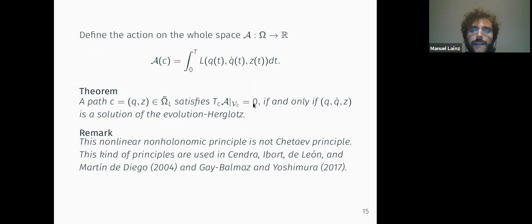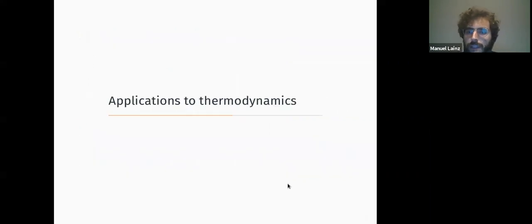I must remark that this nonlinear non-holonomic principle is not Zf's principle, which is probably the most famous one, but is one of a more general kind, which was studied already in 2004, maybe even earlier, by Sendra, Alberto Ibort, Manuel de León, David Martín, and it is very similar to the one used by Gay-Balmaz and Yoshimura in their variational theory of non-equilibrium thermodynamics.